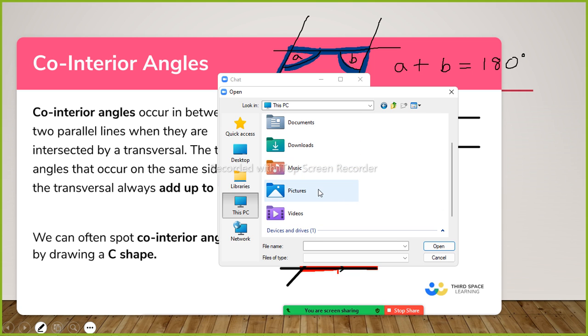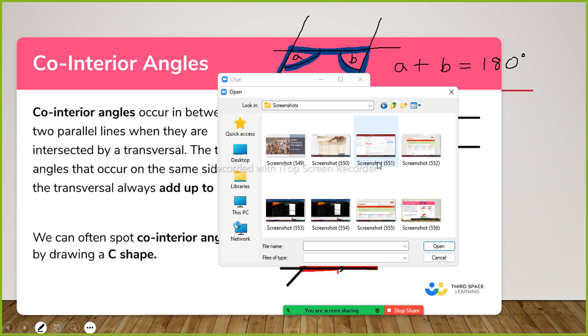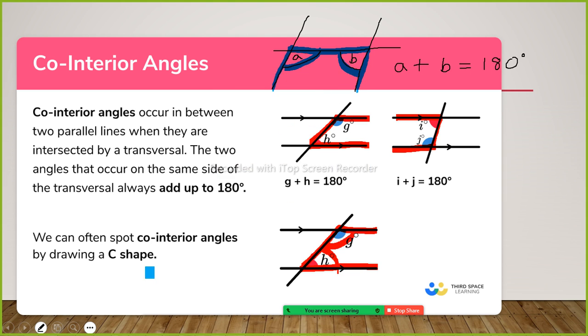Oh, okay, let's see if I can find the pictures. Okay, it should be right there inside the chat for you.